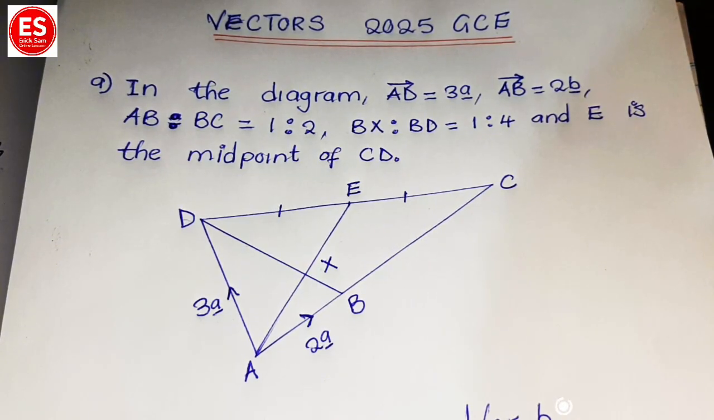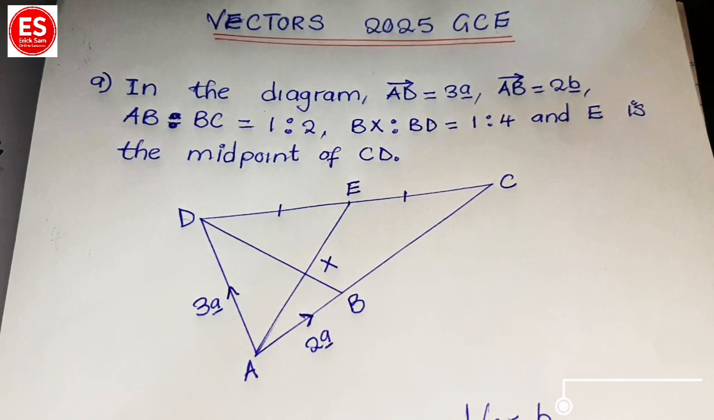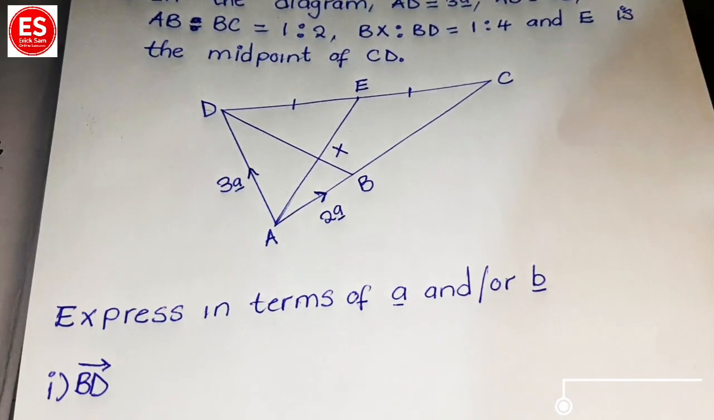According to the question, it says in the diagram, AD is equal to 3A, AB is equal to 2B, then AB such that BC is equal to 1 to 2, then BX such that BD is equal to 1 to 4. And E is the midpoint of CD. This is the information that has been given, and there is a diagram there.